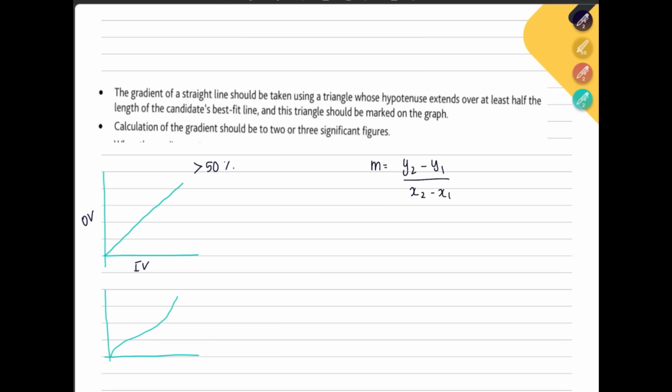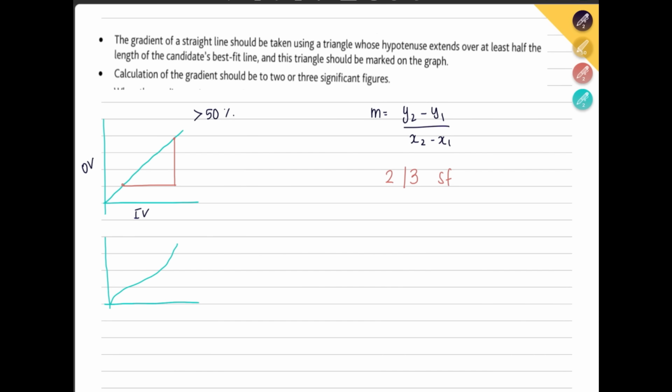You can just identify 2 points and draw a triangle. This triangle should be marked on the graph. The triangle should extend over at least half of the length of your line. That means it should cover at least half of your entire line. You cannot draw a smaller triangle here. Also, one more important thing is that your gradient should be 2 to 3 significant figures. If you have a curve, you can also find out the gradient by drawing a tangent and then drawing its triangle, okay, to find the gradient.